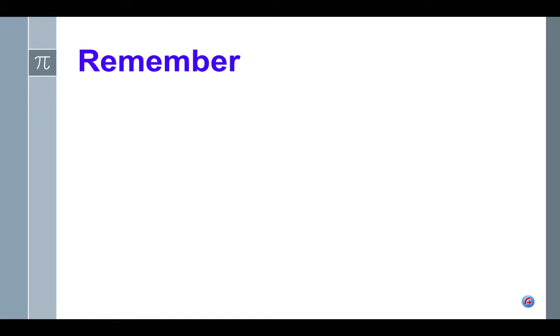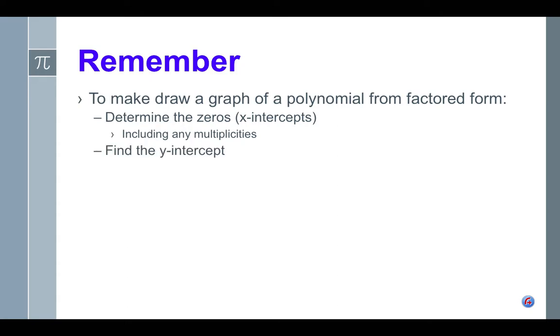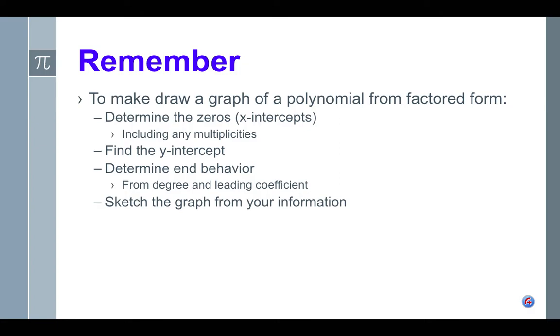I'm going to refresh our memories on how to graph a polynomial from factored form. You need to determine the zeros of the function, which is also the x-intercepts, another name for that. While you're doing that, you need to include any multiplicities, because the even multiplicities, you recall, is a bouncing x-intercept, and the odd multiplicities creates a cubic-like curve through the x-axis. You're also going to find the y-intercept. You're going to determine the end behavior from the degree and the leading coefficient. And then you're going to sketch a graph from your information.